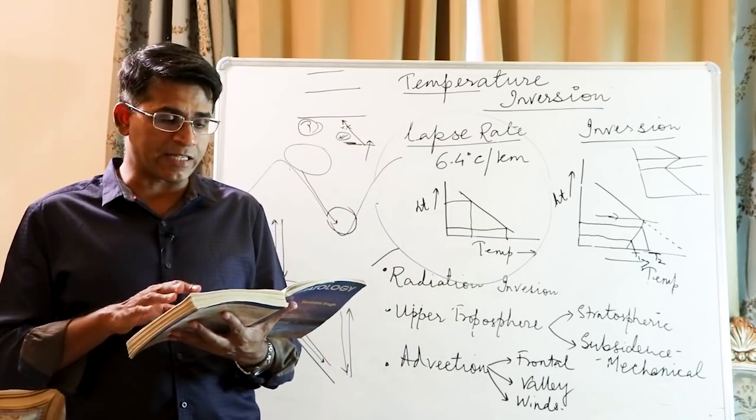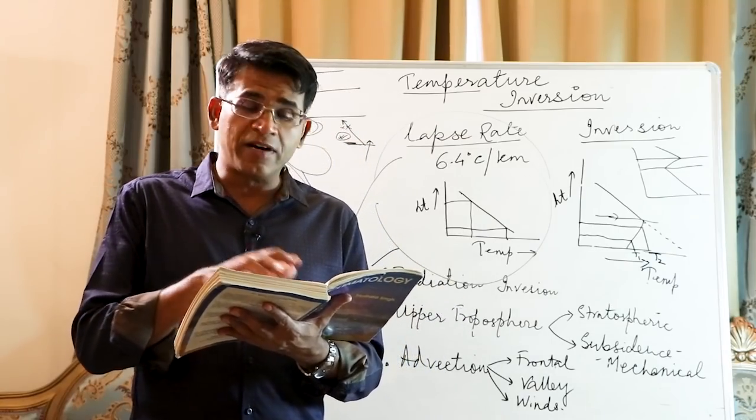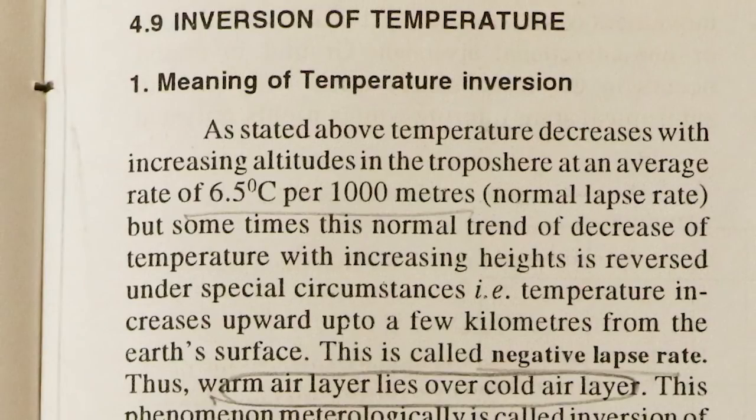Now come to page number 65, Inversion of Temperature. The first column, the first line, it says, as stated above, temperature decreases with increasing altitude in the troposphere at an average rate of 6.5. I mentioned 6.4 or 6.5 centigrade per 1000 meters is called the normal lapse rate. But sometimes this normal trend of decrease of temperature with increasing height is reversed under special circumstances. That is, temperature increases upwards up to a few kilometers from the Earth's surface. This is called negative lapse rate.